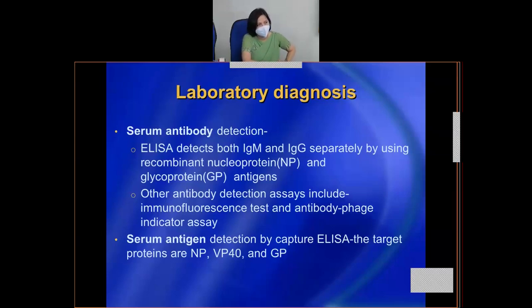Apart from antibody detection, serology also includes the detection of antigen, which can also be detected using ELISA. You will not remember all these proteins, but when you write the laboratory diagnosis, remember that we can collect blood and look for antibodies, either IgM or IgG or both, and also look for the presence of antigen.